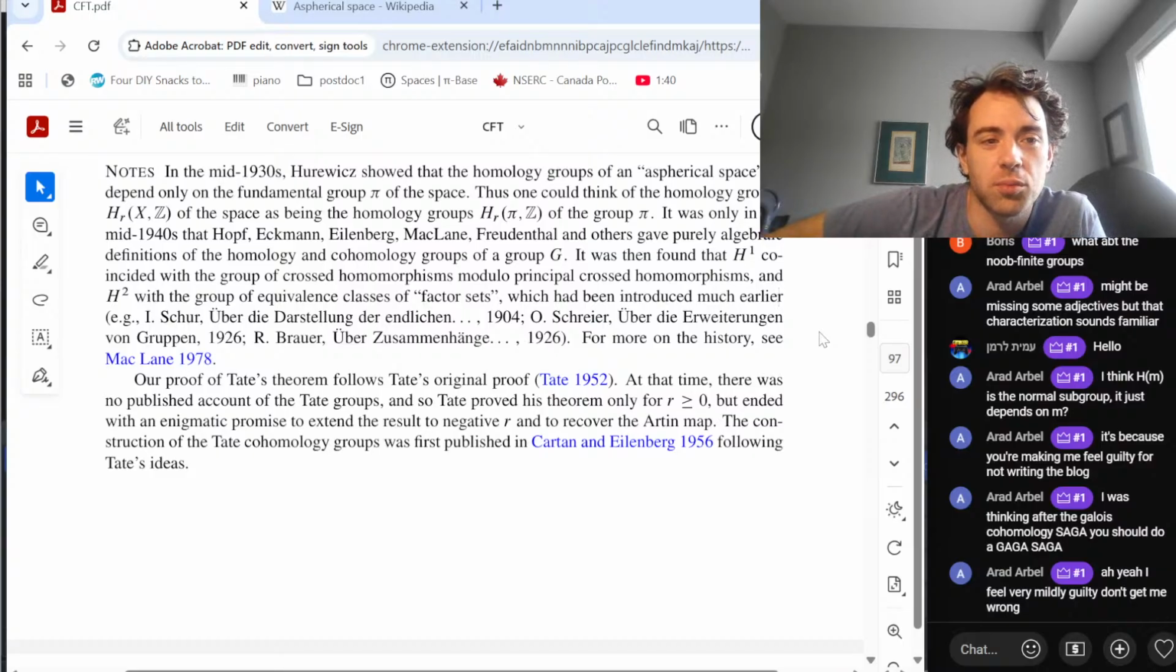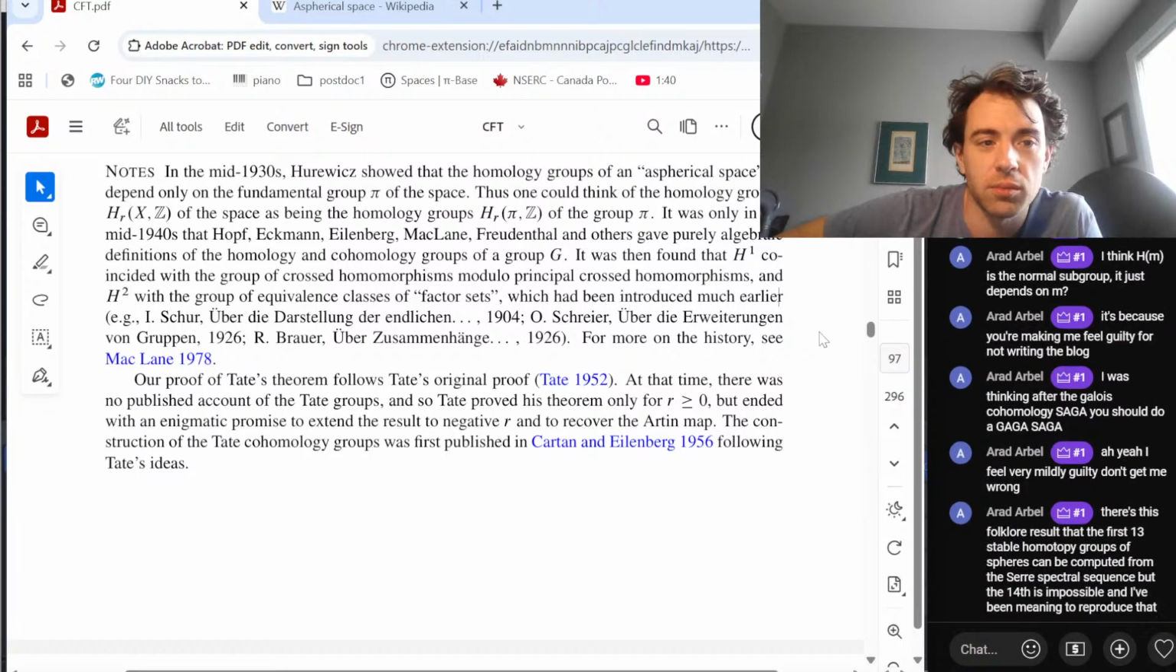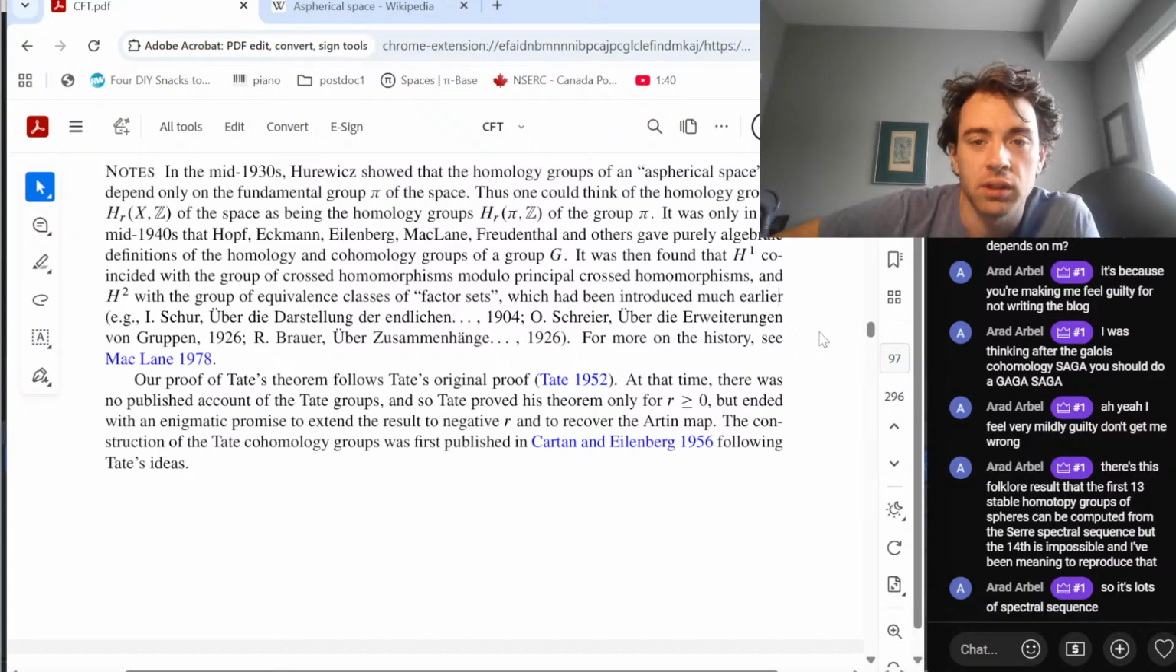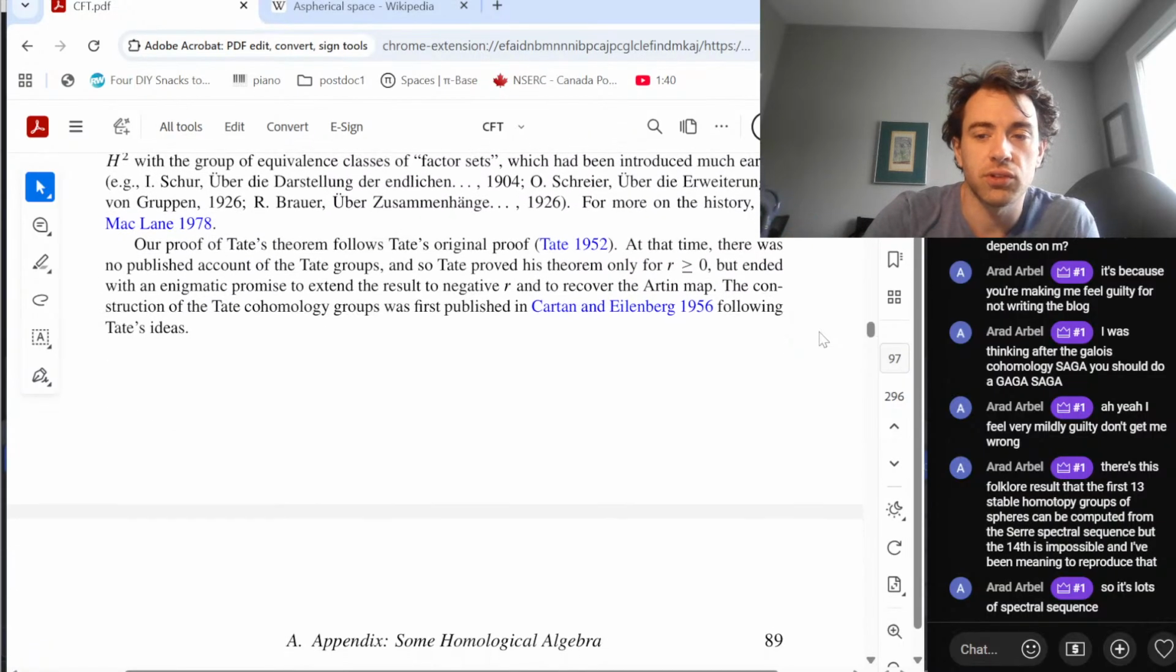Thus, we can think of the homology groups of the space as being the homology groups of the group corresponding to it. It was only in the mid-1940s that all of our favorite friends gave purely algebraic definitions of homology and cohomology of a group. It was then found that H^1 coincided with crossed homomorphisms. That's interesting that that was the order of discovery.